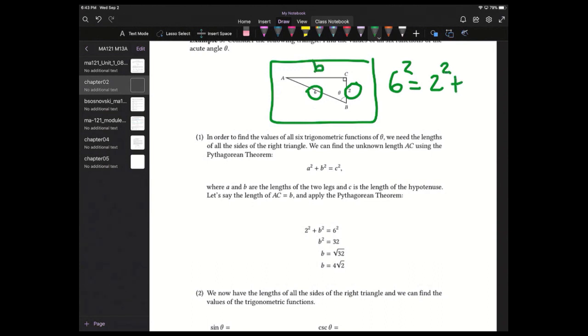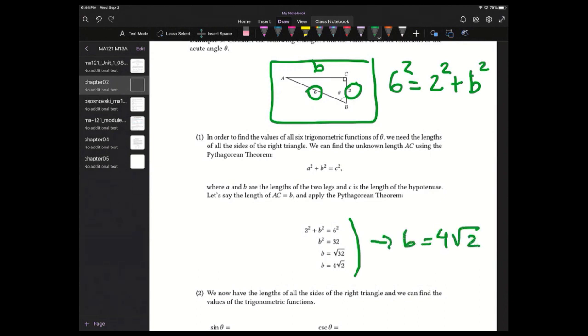What the textbook is suggesting is to write a letter for that unknown, b, so you know that you have to find b. So the relationship between b and the other sides of the triangle is the following. The hypotenuse squared, which is 6 squared, is equal to the sum of the squares of the two legs. The two legs are 2 and the unknown b. So if you solve, which the textbook does, you get that the value of b is 4 square root of 2.